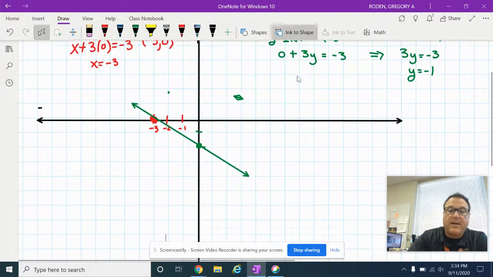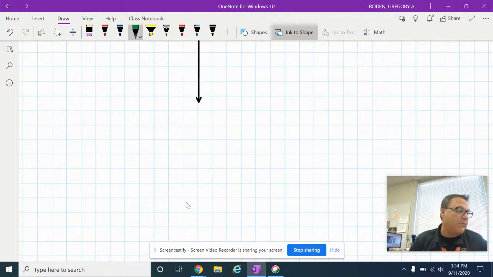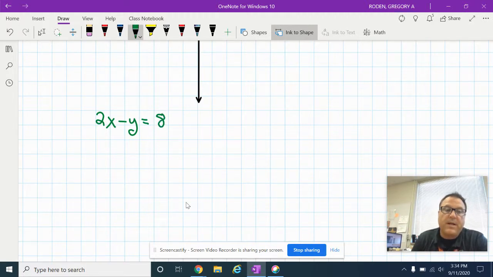So now let's talk about another form. But before we do that, I want to give you an example. So your job, ladies and gentlemen, is I'm going to give you an equation, and your job is to graph the equation using x and y intercepts. So here's your equation. Let's do 2x minus y equals 8. So what I want you to do now is go ahead and graph this. And before you graph it, I want to know what the x-intercept is. And that's going to be a point. That's going to be an x and a y point.